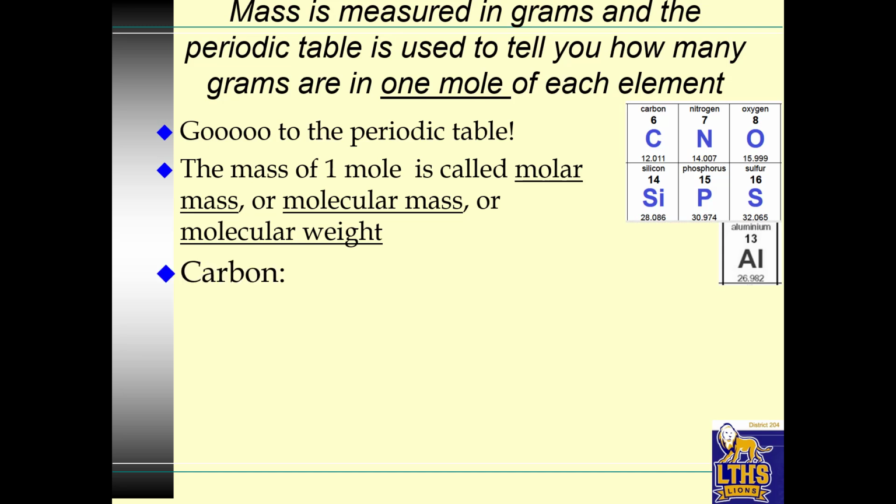So, how much does 1 mole of carbon weigh? 1 mole of carbon weighs 12.01 grams. Okay. How did I get that? Look, there it is on the periodic table. I always use 2 decimal places.